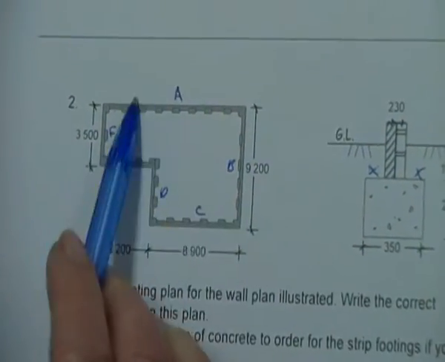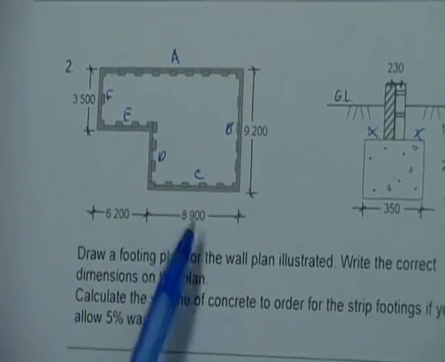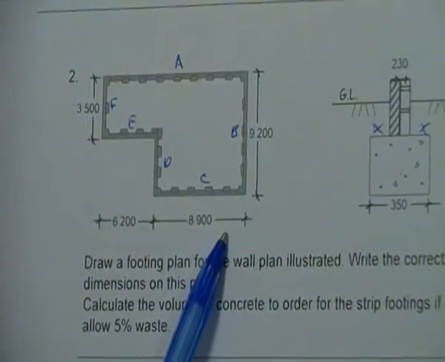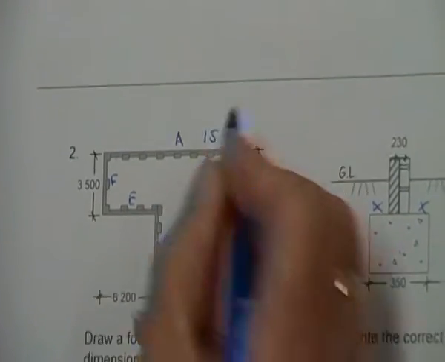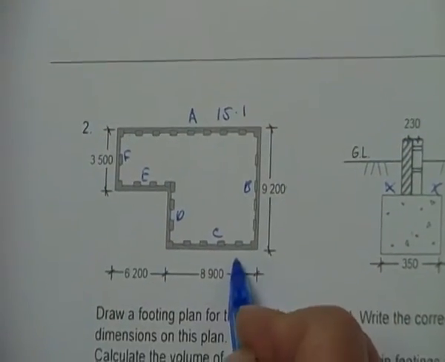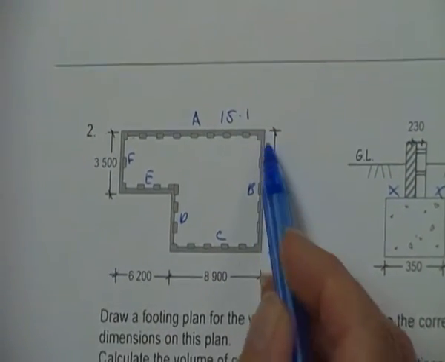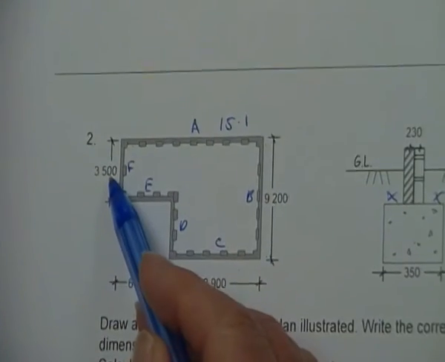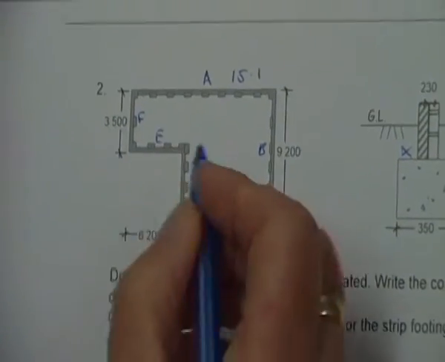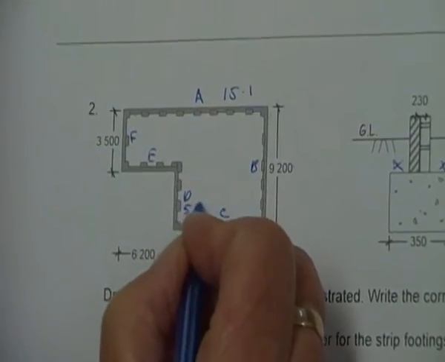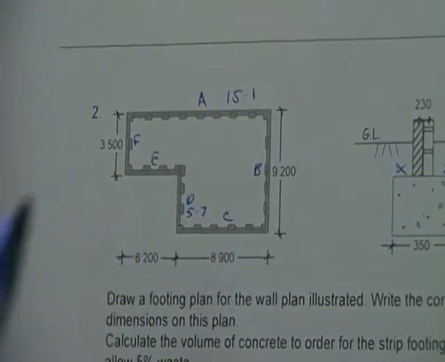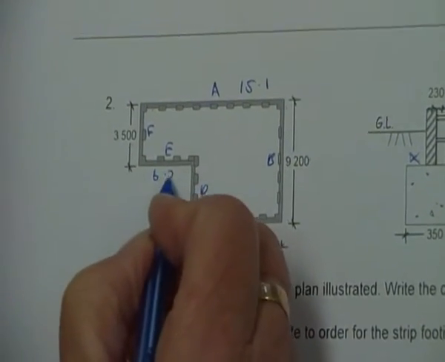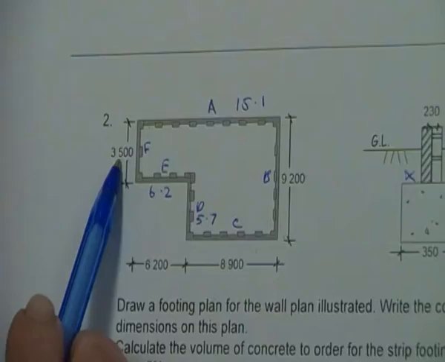Okay, so side A is 6.2 plus 8.9, and we're going to get a figure of 15.1. Side B we're okay. Side C. Side D, 9.2 take away 3.5, and we're going to get 5.7. Side E we need to find is down here at 6.2, and side F is fine.